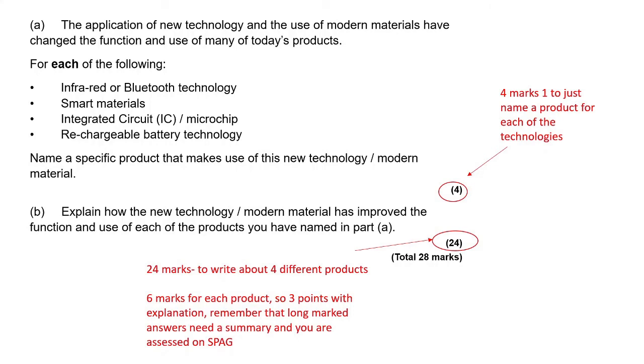So just breaking that down first of all, part A is quite simple, 4 marks, 1 mark each for saying which one is correct. And then part B is 24 marks to write about 4 different products. You think, oh my god, that's a huge amount, but 24 marks for 4 things just means 6 marks for each product, which breaks down to 3 points with explanations that you need to have. And because it's a long mark question, there needs to be a summary at the end of it, and you will be assessed on your spelling, punctuation and grammar as well. So pause the video, give yourself 28 minutes, and then we'll go through.